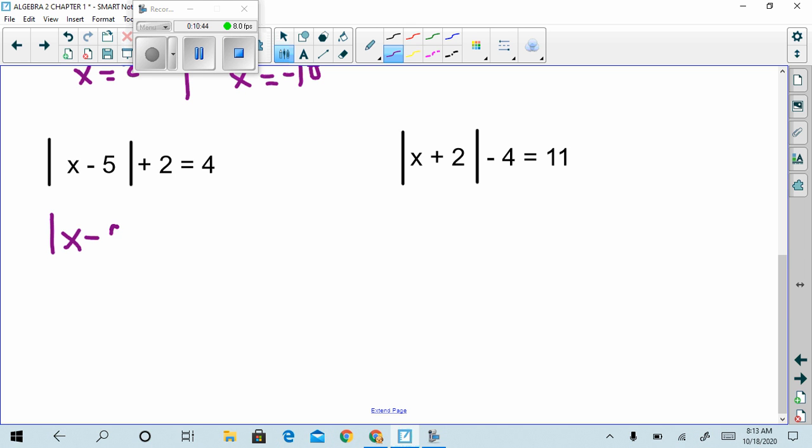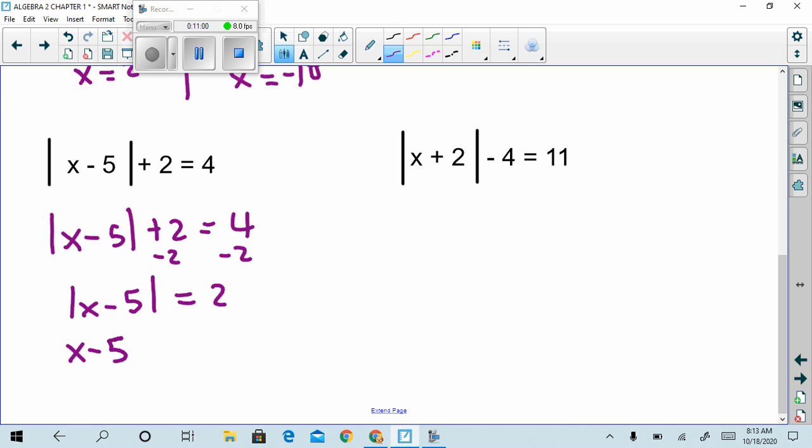When there's an operation outside, I need to eliminate that first. That means I'm going to subtract 2 on both sides. Now that I've subtracted that 2 and I'm left with the absolute value expression, that's when you can go ahead and solve twice. You need to always remove anything attached on the outside of the absolute value expression before you go and solve. We'll do more in class.